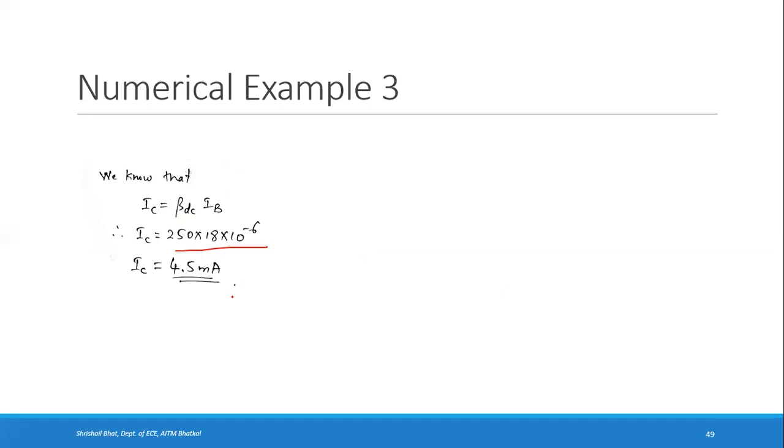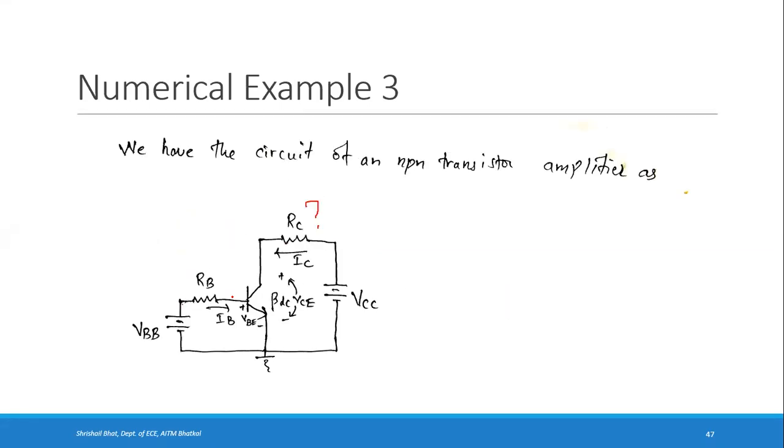If IC is 4.5 milliamps, now look at this part of the circuit, the collector loop. We had seen the base part. If you look at the collector path, there is a voltage VCC. This voltage is applied from here to here. This is equal to the voltage drop across RC plus the collector to emitter voltage drop that you can see here.